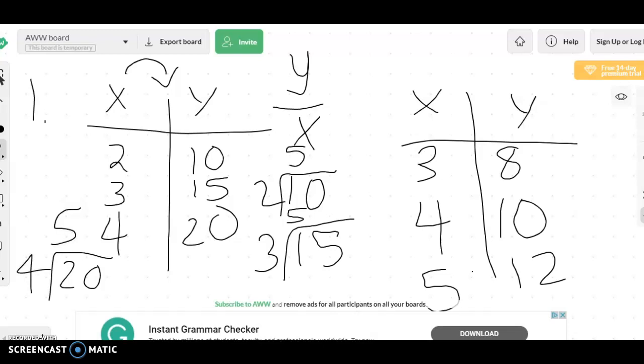So every time I'm dividing Y by X, I'm getting 5. That means that this is a proportional relationship, that the constant of proportionality is the same for each ordered pair.